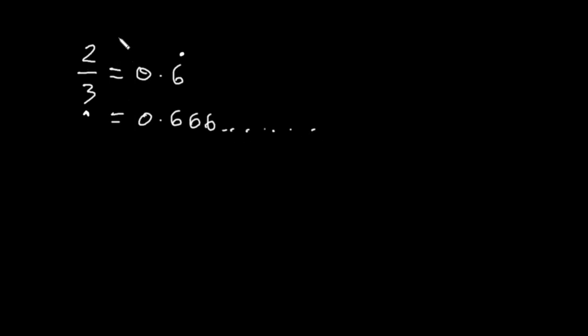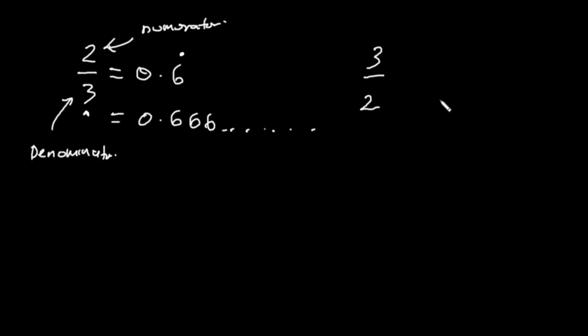And obviously this here would be called our numerator, and this here would be called our denominator. And we could also flip these numbers around, right? So we could have the 3 on top, and we could have the 2 on the bottom. And in this case, this will be called a top-heavy fraction because the numerator is greater than the denominator. That would equal 1.5.